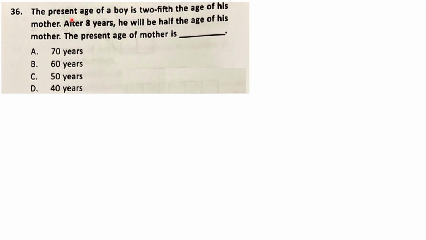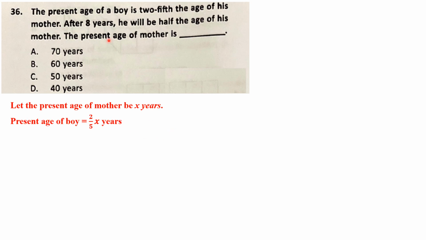Question number 36. The present age of a boy is 2/5 the age of his mother. After 8 years, he will be half the age of his mother. Find the present age of the mother. So from the very first statement, it is given the present age of a boy is 2/5 the age of his mother. And we don't know the age of the mother also. So let us assume that the present age of the mother be x years. Then the present age of the boy will be 2/5 of x.